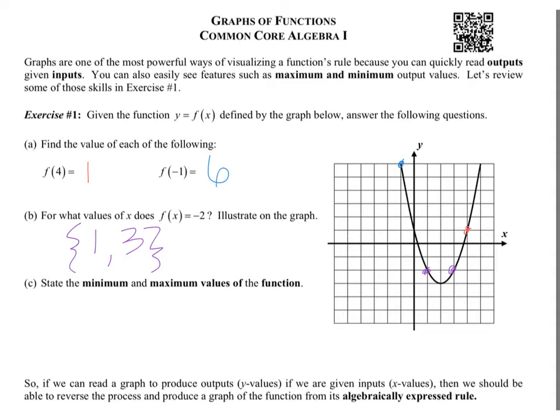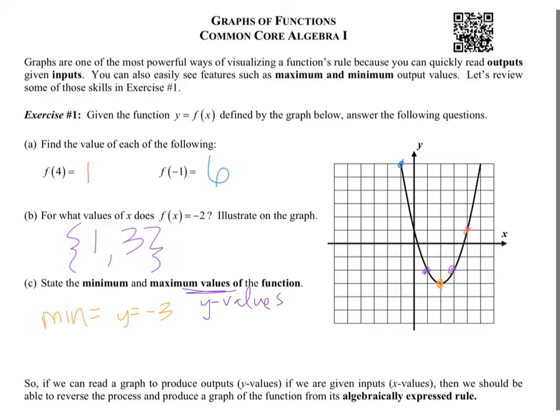State the minimum and maximum values of the function. So we're looking at minimum is the lowest. These are for y values. We want to know for y. So where is the minimum? So the minimum is right here. So the minimum is y equals negative 3.